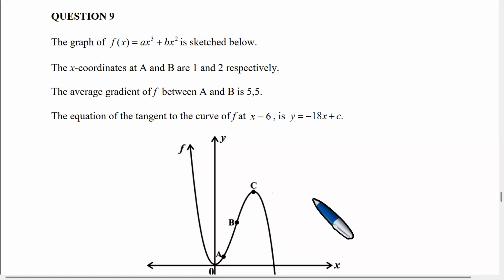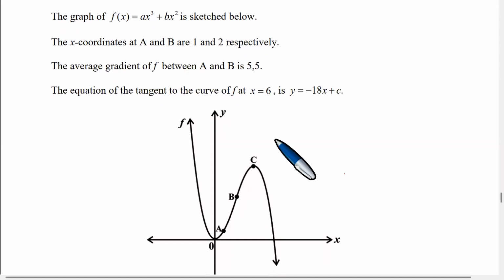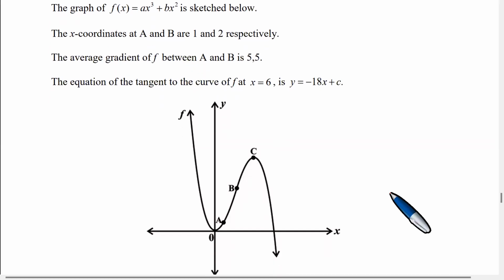Right, we are discussing cubic functions, but also we shall look at probability questions in this paper and beyond. The graph of the cubic function f(x) = ax cubed plus bx squared is sketched below. The x coordinates of A and B are 1 and 2 respectively.